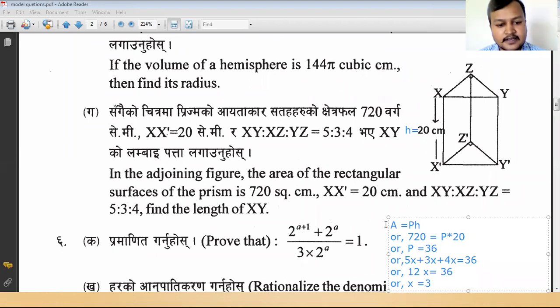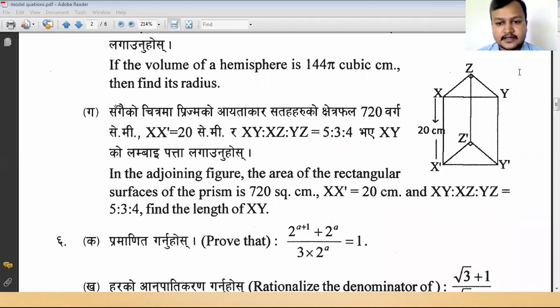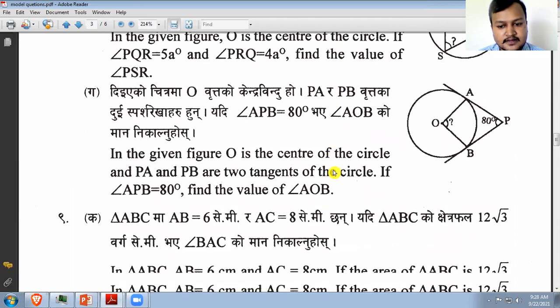If x is equal to 3, it is said to find out the length of XY. What is XY? It is 5x. Check here, XY is to XZ is to YZ: XY is 5x, XZ is 3x, YZ is 4x. So 5x means 5 into 3, 15 centimeter. In this way, we have to calculate the length of XY here in question number 5C. Next questions, these all are remaining.